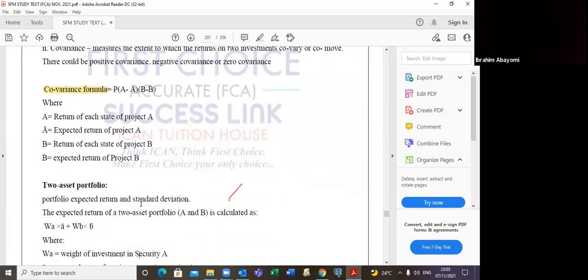Now, two asset portfolio. In your examination, ICAN is going to limit you to a two asset portfolio. A two asset portfolio means a portfolio of just two investments. Now, when you have a portfolio that comprises two investments, for instance, investment A and investment B, you can calculate the expected return on the portfolio. You can also calculate the risk of the portfolio.